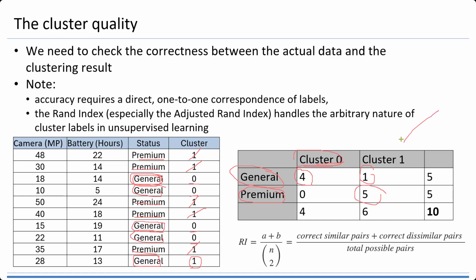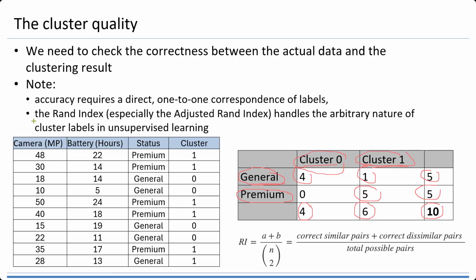Then we can see this table. For the general phone, 4 of them belong to cluster 0 and 1 of them belongs to cluster 1. But for the premium, all of them belong to cluster 1. And among them, there are 5 general phone and 5 premium phone. For cluster 0, we got 4 data, and for cluster 1, we got 6 data. So in total, we still have 10 data.